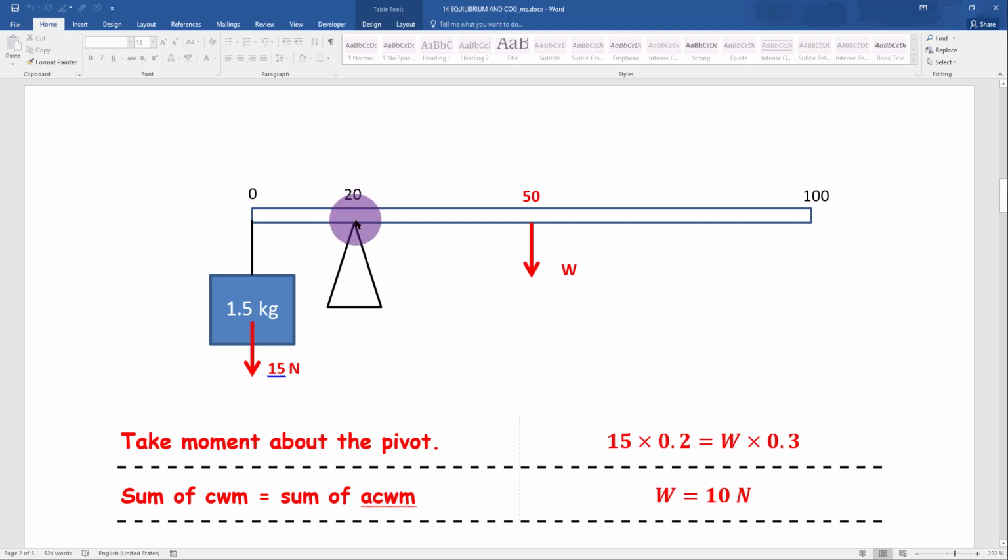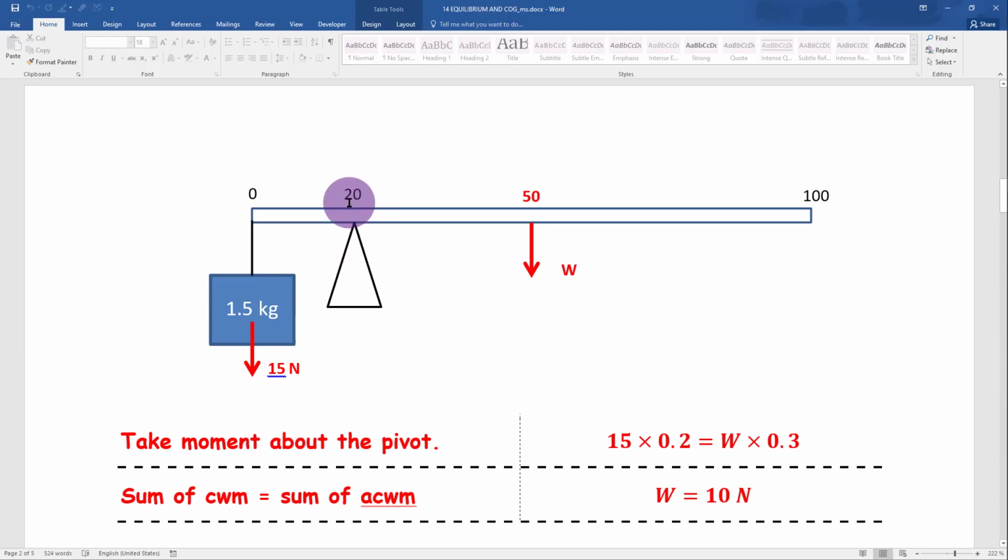But since we are going to take moments about the pivot, which is the 20 centimeter mark, the moment due to that force, or any other force which acts through that point, becomes 0. So that is what we do. Take moments about the pivot.